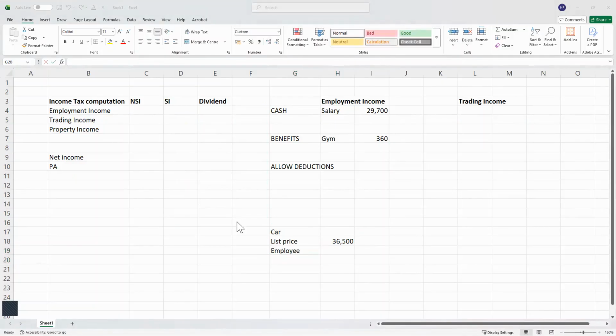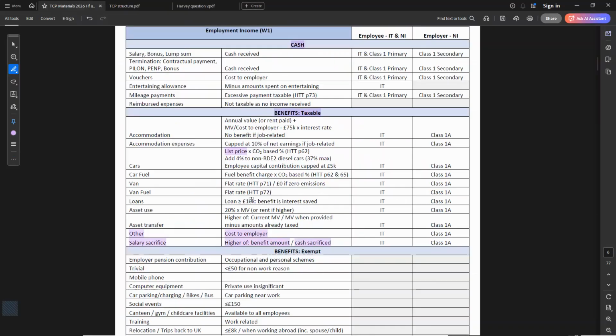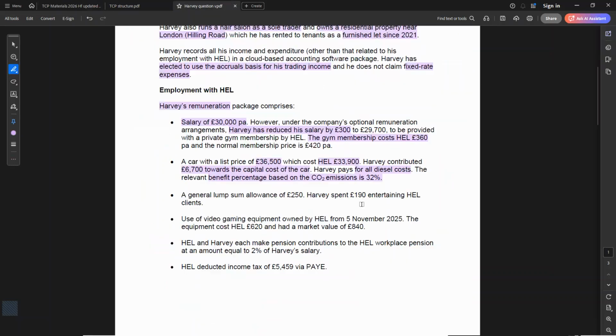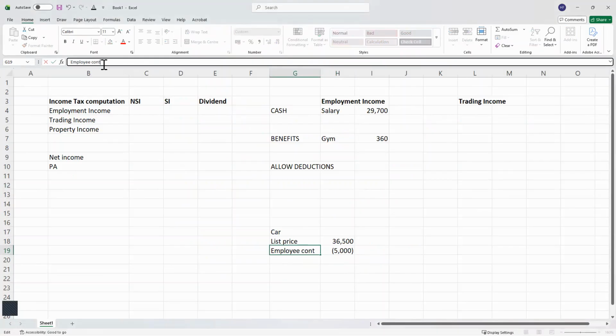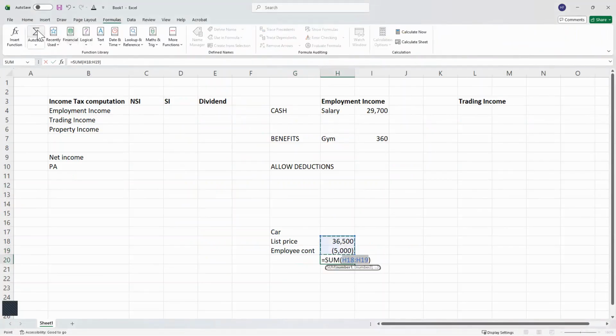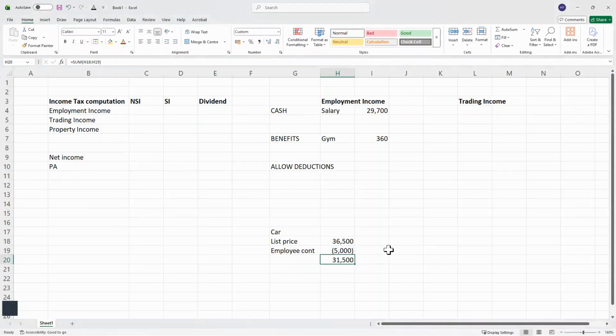We were also told that Harvey makes a contribution here. So where an employee makes a contribution, this reduces the benefit, but from the employment class, we know that the capital contribution is capped at £5,000 here. So even though Harvey paid £6,700, the benefit can only be reduced by £5,000 here. So we can reduce the list price by the employee contribution. So that reduces the amount to which we apply the percentage to be 31,500.